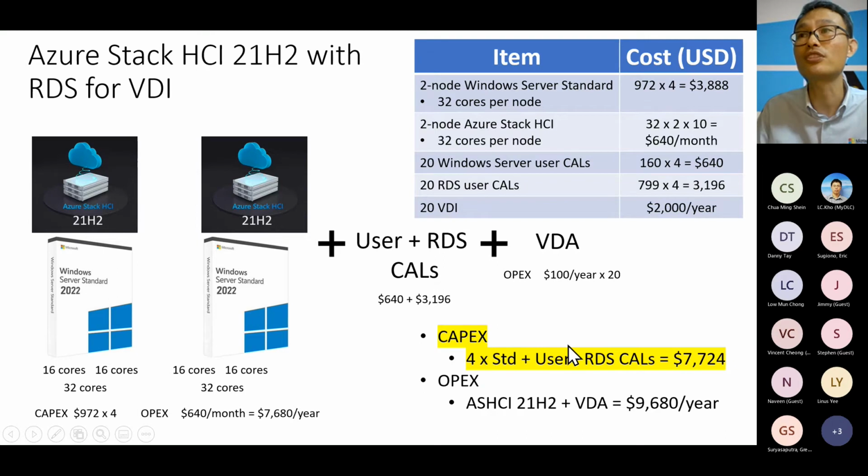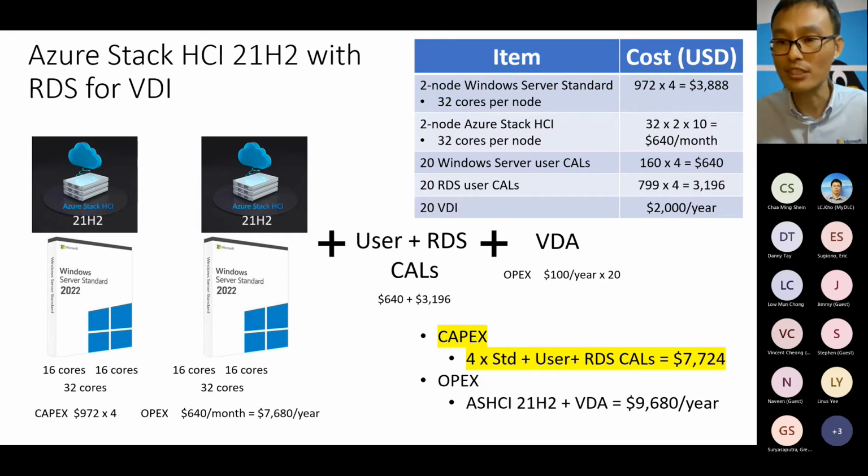So I can use standard edition to achieve that purpose. It's dropped to about 7,700 plus. So it's about a quarter, approximately a quarter of the CapEx compared to the other. But the OPEX obviously has gone up significantly. We went up from 2,000 to 9,680, about 5 times. Okay, but why is this significant?